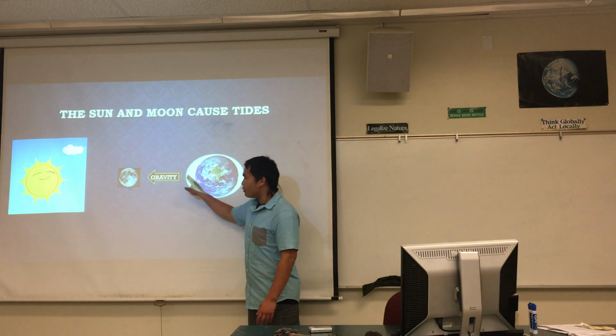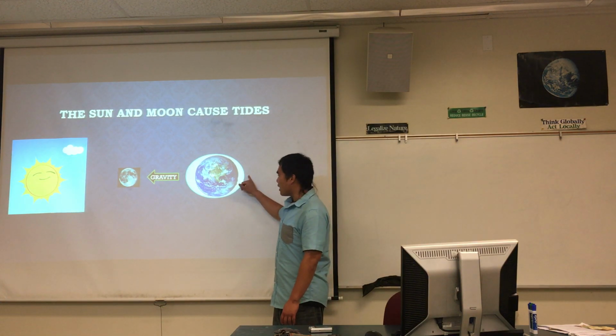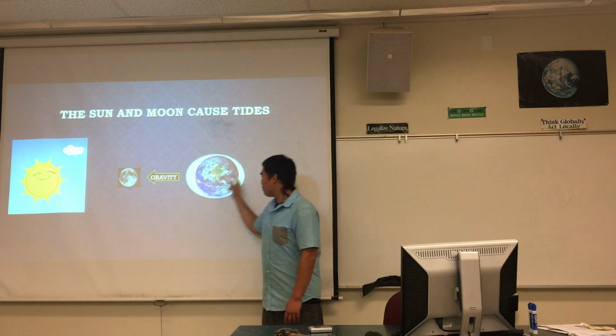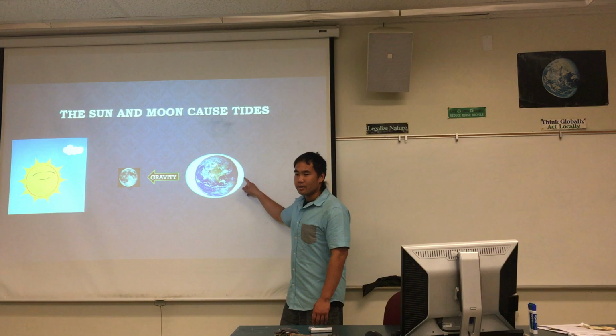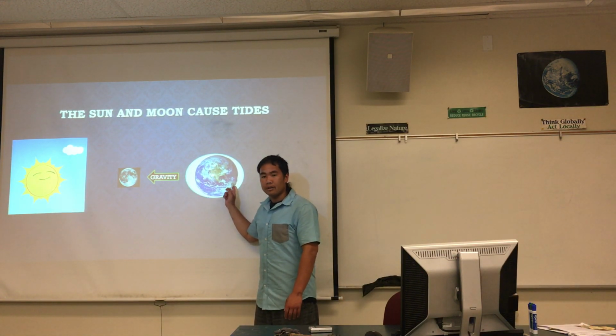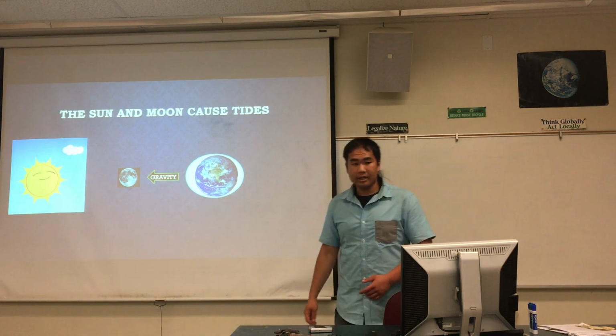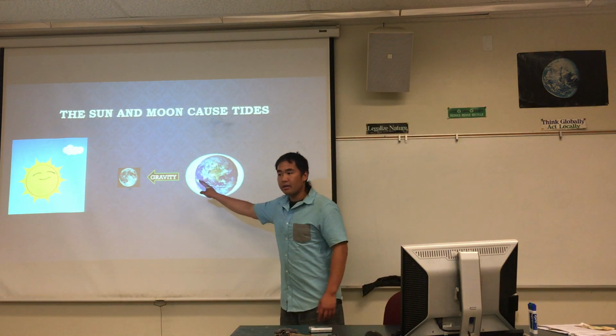The water closest to the moon gets pulled up, but this water furthest away is left behind and the earth gets kind of pulled away from this water. So it ends up creating two tidal bulges, one here and one there. Okay, so each of these tidal bulges is a high tide. You guys see the water level is higher there.